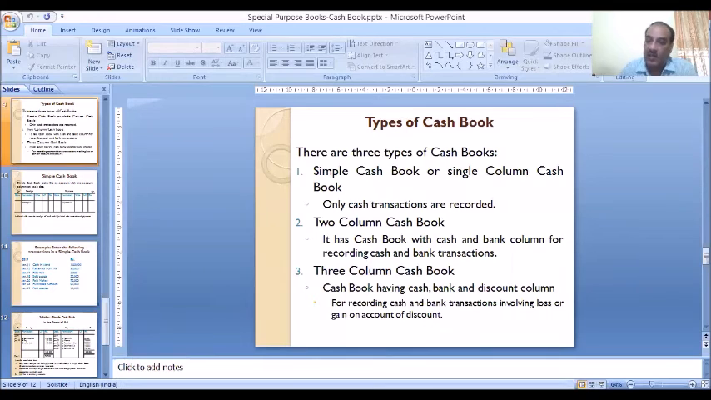And then there is the three column cash book, having cash, bank, and discount columns. Sometimes discounts are being paid or being received, so we also enter those discounts into the cash book, and for that, three column cash books are applied. So these are the special types of books of accounts, cash books.